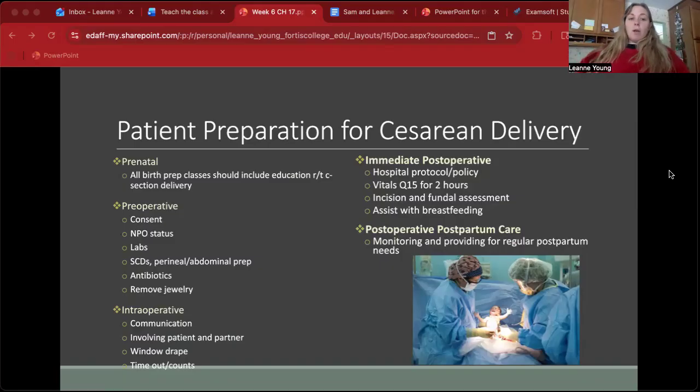Before the procedure, we need to have mom sign consent. We need to make sure they remain NPO, draw labs, put on SCDs, do a perineal and abdominal prep, administer antibiotics, and remove any metal or jewelry.